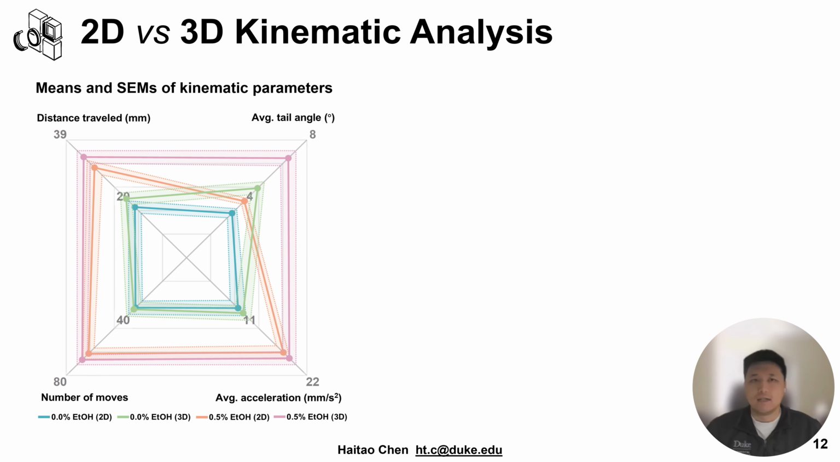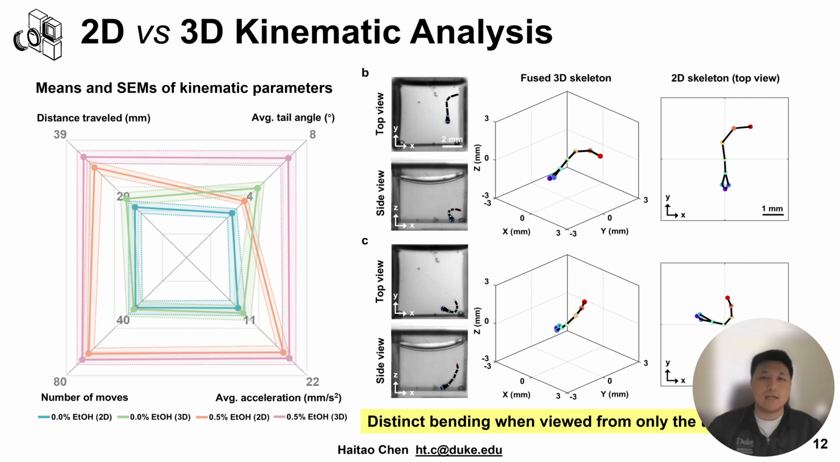The statistical analysis confirms that this underestimation is systematic, rather than driven by a few outliers. The example on the right illustrates why. The same swimming bout appears to show different bending patterns in the top and side views, but these differences are simply projections of the same underlying 3D posture, which is only recovered through 3D reconstruction.